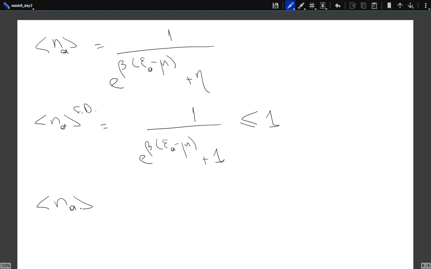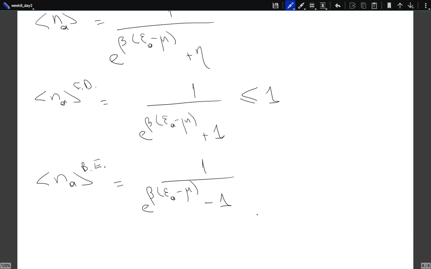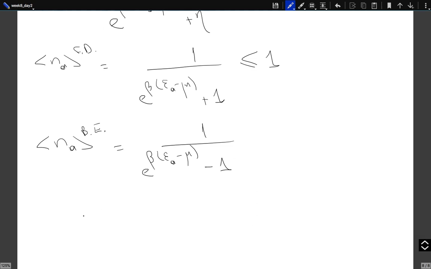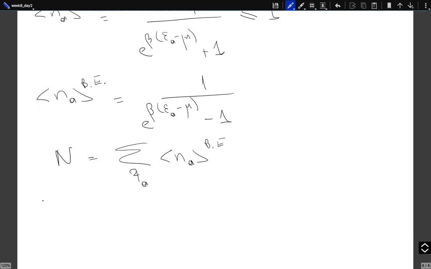And now we have the Bose-Einstein statistics for bosons. This is 1 over e to the power beta (epsilon A minus mu) minus 1. This can be anything. It can be 0, it can be infinity, etc. But keep in mind that the total number of particles in my system should be equal to the sum over all the single particle states psi A of N_A. But this tells me that if we are talking about bosons, let's define the ground state energy.